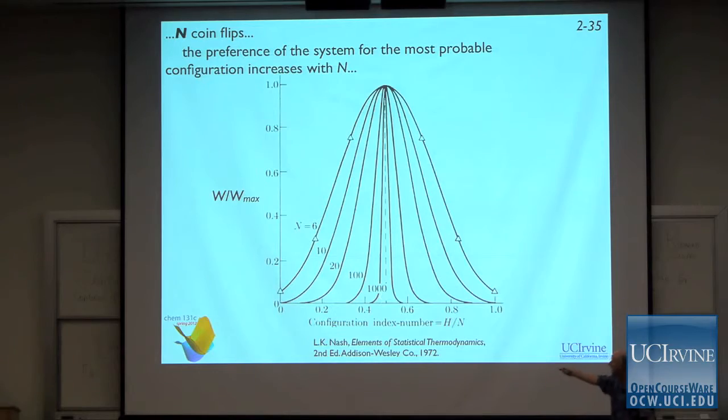In other words, there's really only one possibility that is going to be exactly probable, turns out to be half heads and half tails in the case of coin flips. But more subtle if there's multiple states available to the molecule. More subtle.